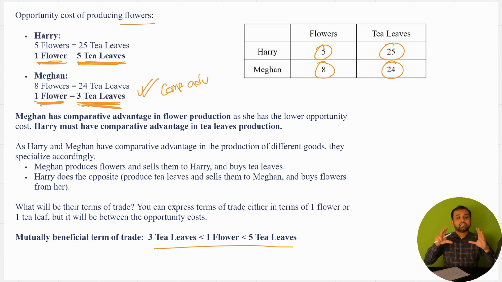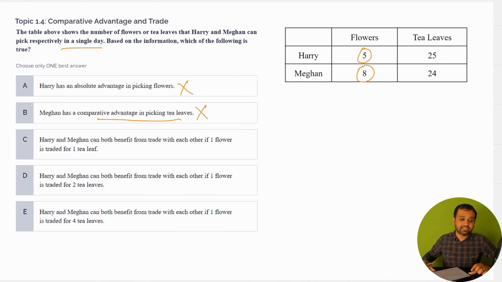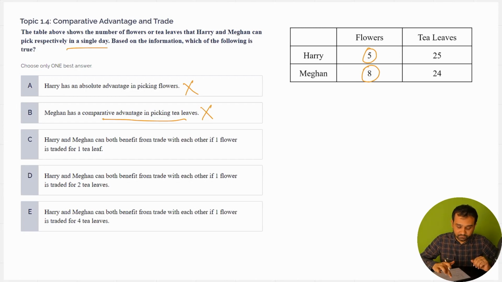To sum it up, to find a mutually beneficial term of trade, you need to figure out whether you are speaking in terms of one flower or one tea leaf, essentially which good you're focusing on. Once you've figured that out, the next part is finding the opportunity cost of that unit. So we figured out, let's say for flowers, the opportunity cost for 1 unit of flower. And then the mutually beneficial term of trade must be between those 2 values. So if you look at this answer, the answer would be E.